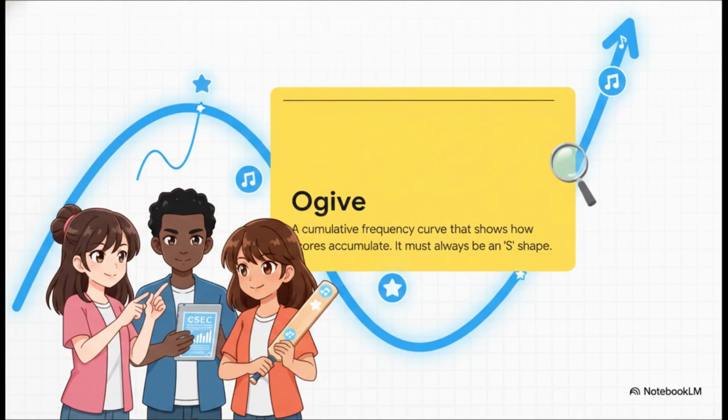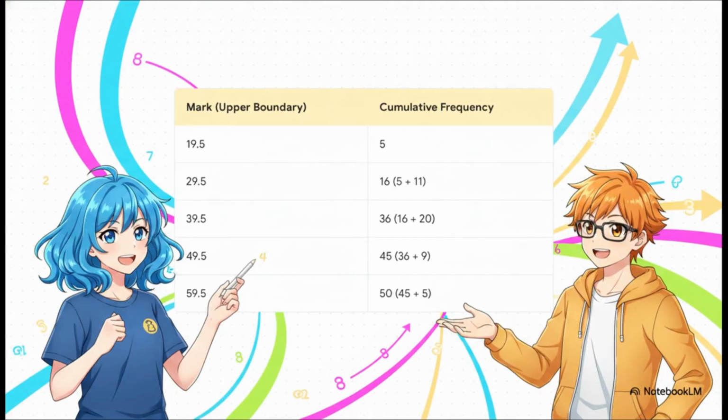Now, here is the most important coaching tip I can possibly give you. It must always be a smooth S shape. Always. If your graph doesn't look like an S, you've made a mistake in your technique somewhere. It's a dead giveaway. To draw this chart, we need to build up the score.